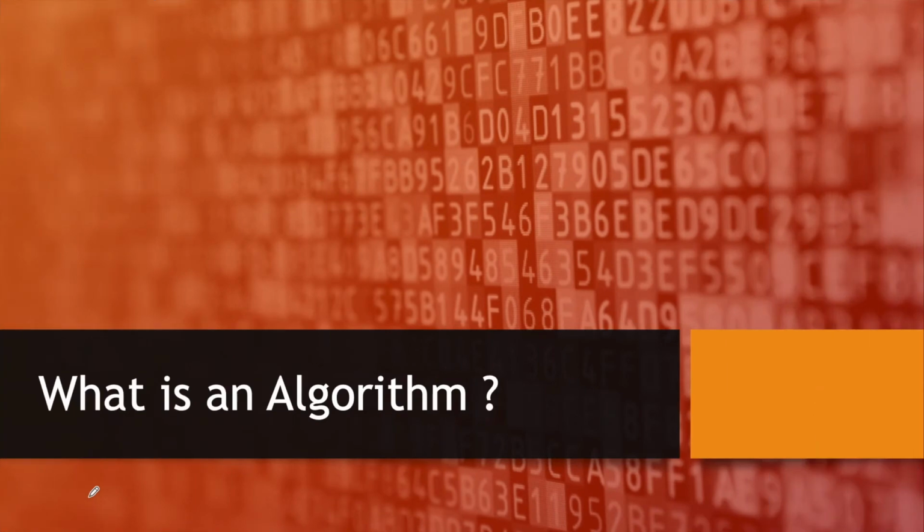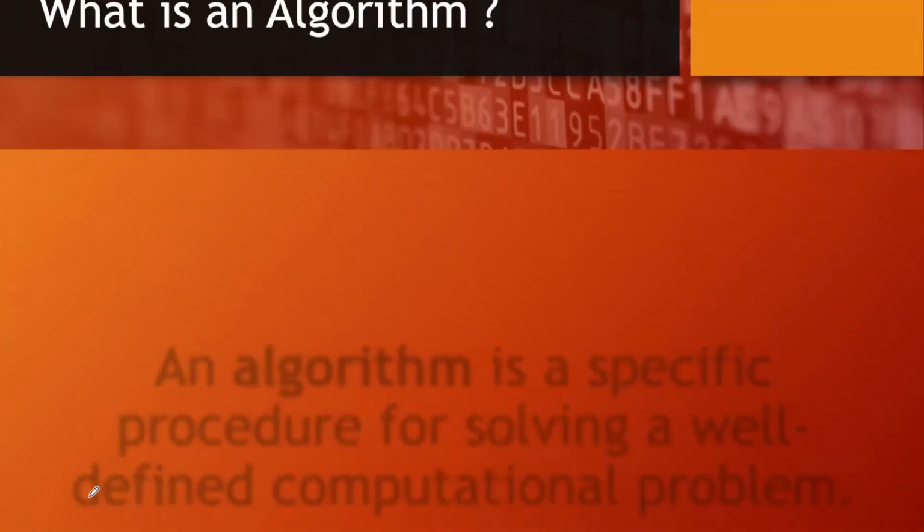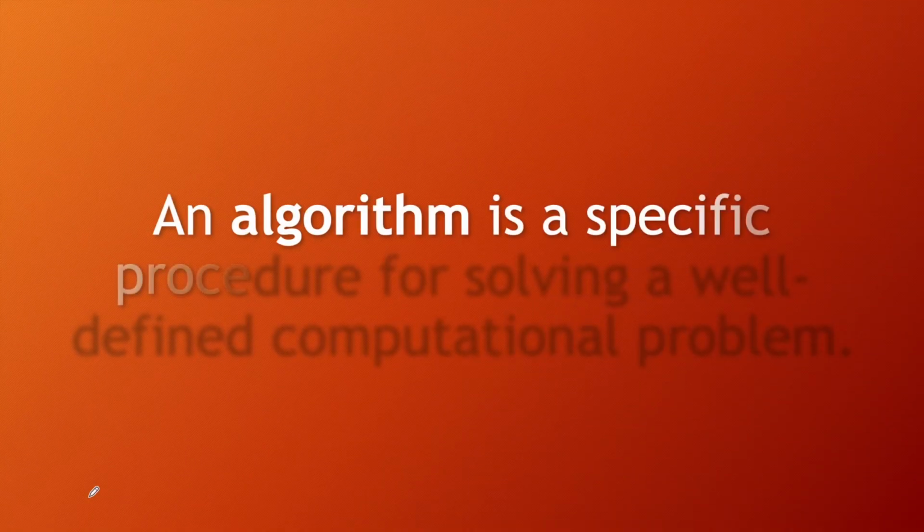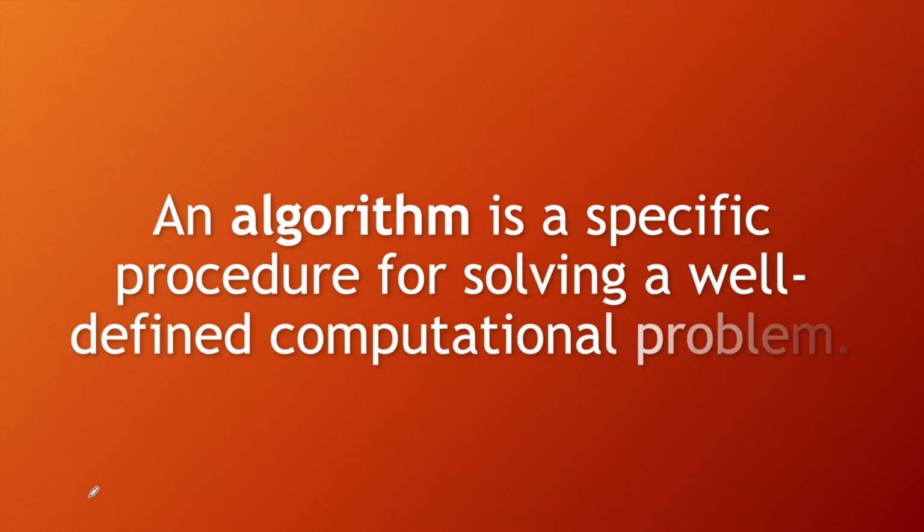Let us get started. What is an algorithm? An algorithm is a specific procedure for solving a well-defined computational problem. It is also known as logic. For example, Fibonacci logic, arithmetic logic, linear search, etc. All these programs have a specific procedure or a logic to solve a problem.